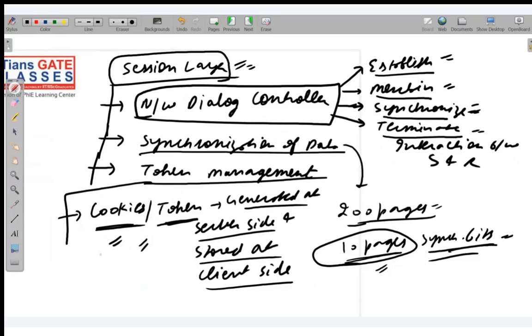So what all the functionalities of the session layer, actually it is done by.